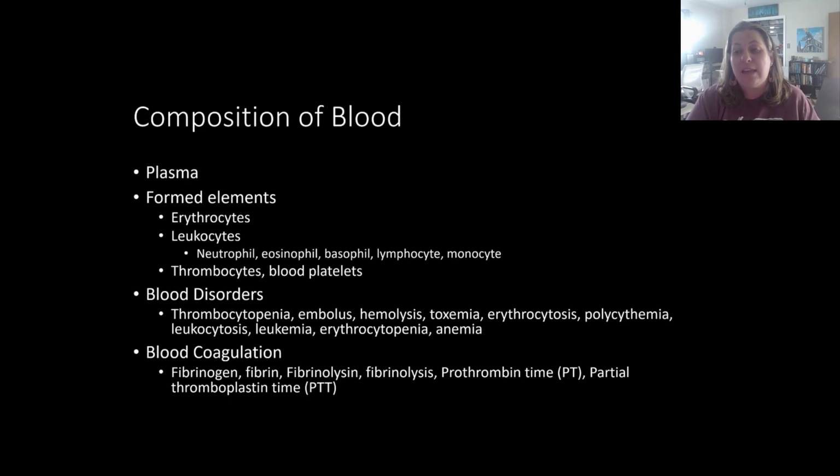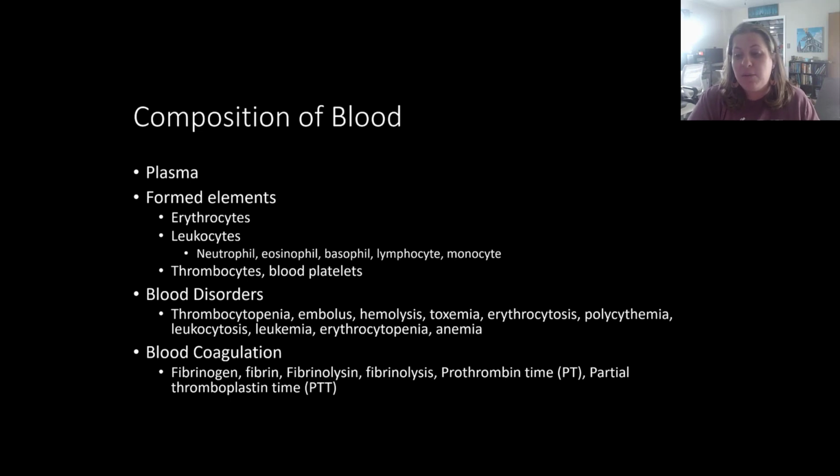Fibrinolysin is a substance that can dissolve fibrin, and so it breaks up the blood clot. Two laboratory tests, especially important with people that have issues with coagulation, especially anticoagulants, are the prothrombin time, or PT time.